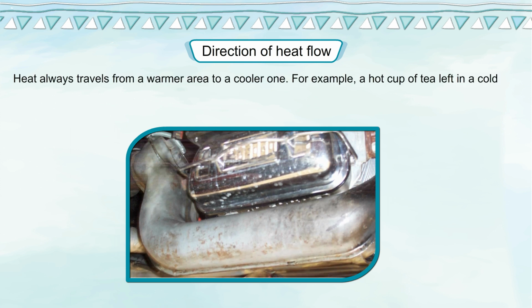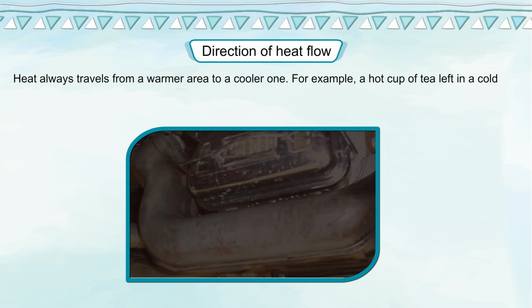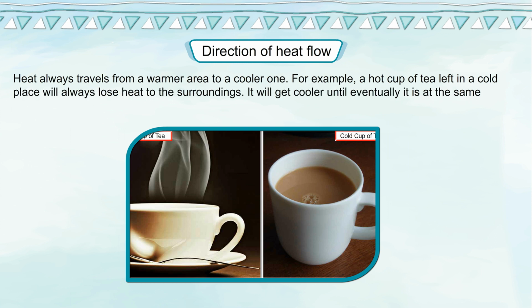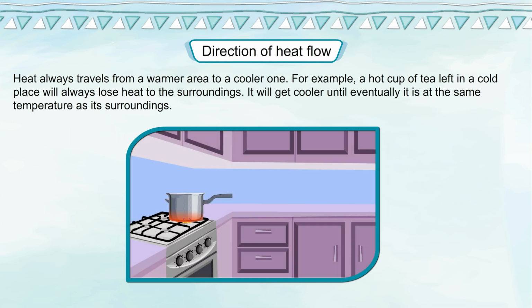Heat always travels from a warmer area to a cooler one. For example, a hot cup of tea left in a cold place will always lose heat to the surroundings. It will get cooler until eventually it is at the same temperature as its surroundings.